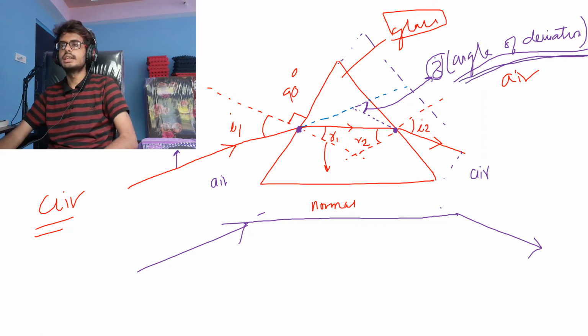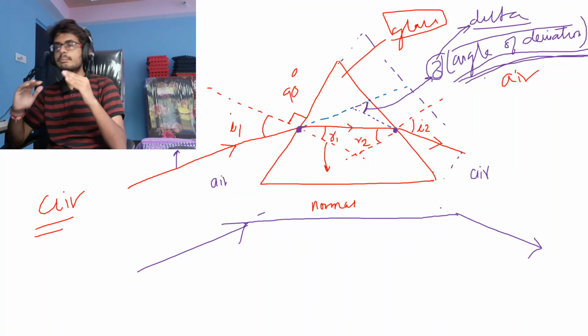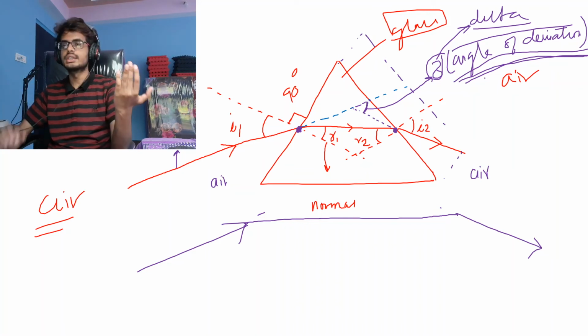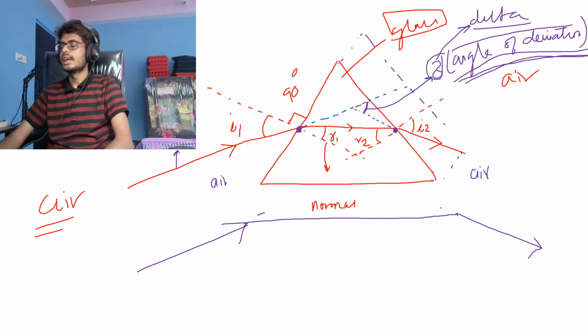So you should be very clear about the notation of this. This is known as delta, right? This is the angle of deviation. It's called delta. And the angle of deviation is basically the angle between the original incident ray and the final refracted ray. So by what angle did the original incident ray bend, or deviate, is known as the angle of deviation, right? So is this clear? Is this clear, or should I explain it again?